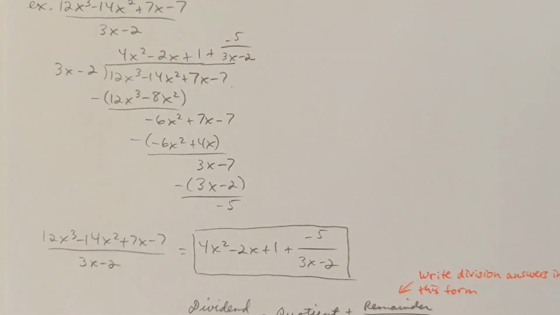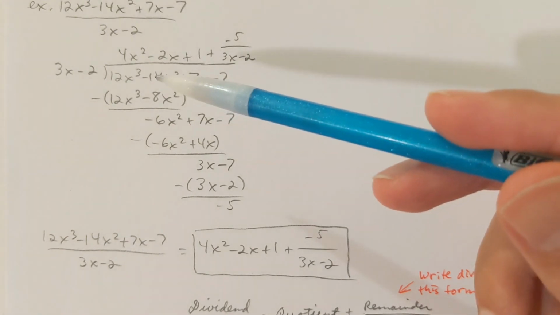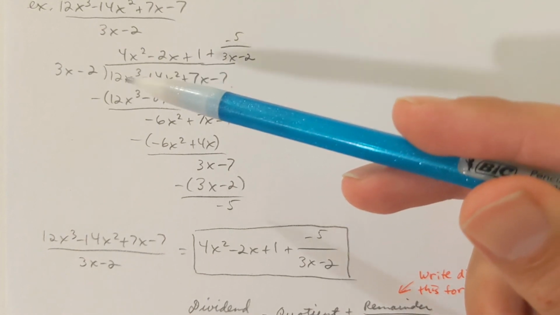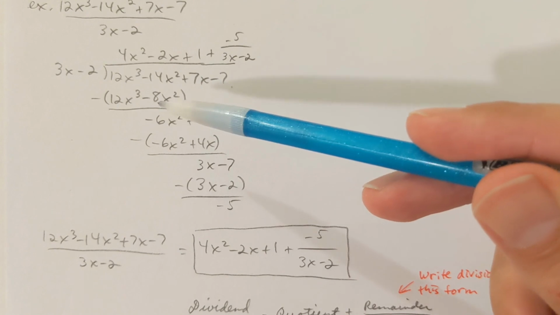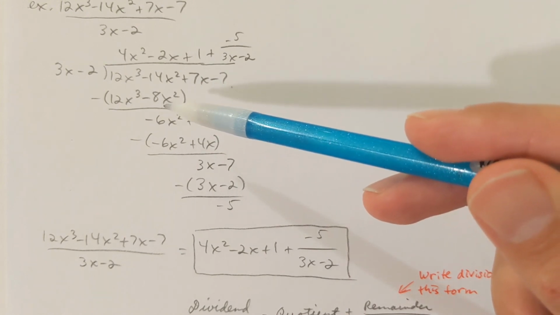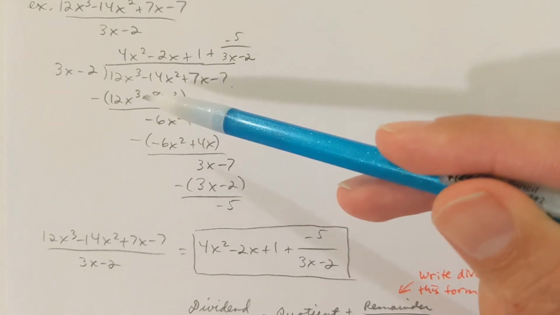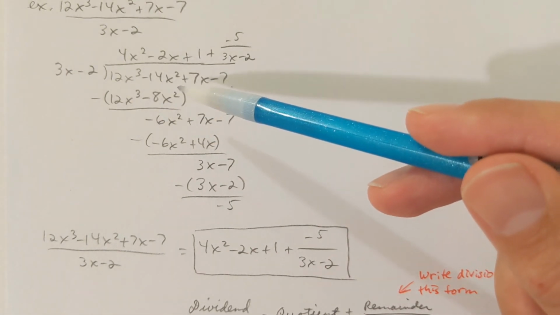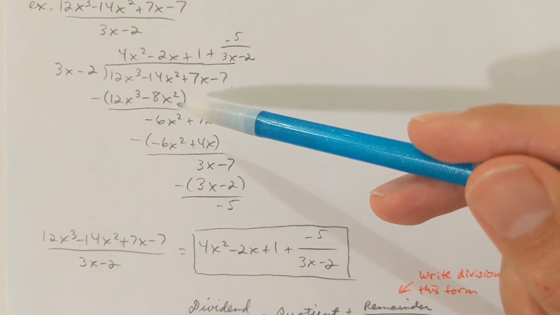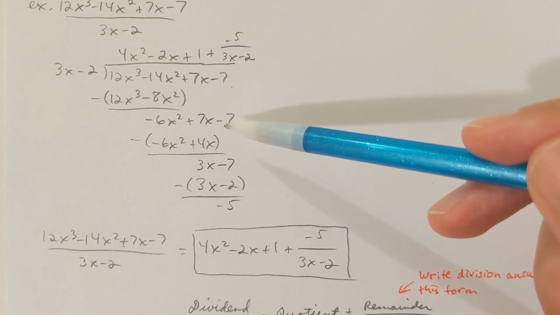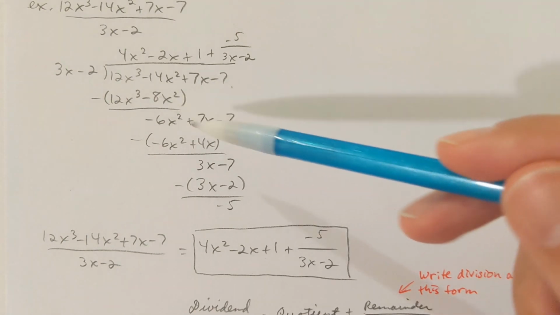So I'm thinking of a number such that when I multiply by 3x minus 2, I get 12x cubed, leading off. 4x squared should do it. 4x squared times 3x minus 2 gives me 12x cubed minus 8x squared. Okay, and I'm subtracting that. That way the 12x cubes go away. Negative 14x squared plus 8x squared gives me negative 6x squared. And I can bring down these remaining terms, and I can divide again.